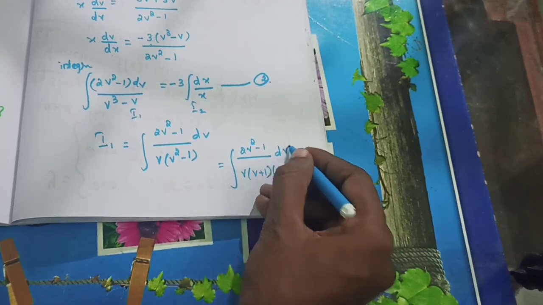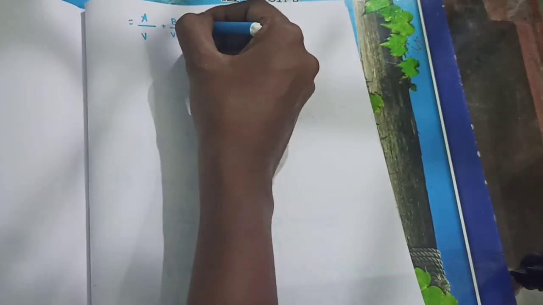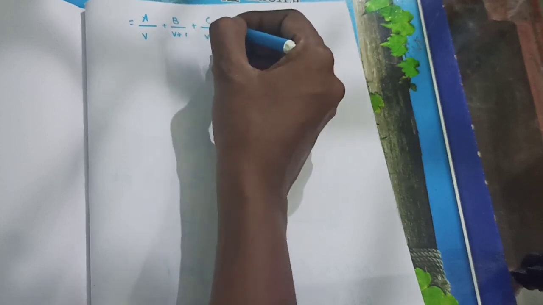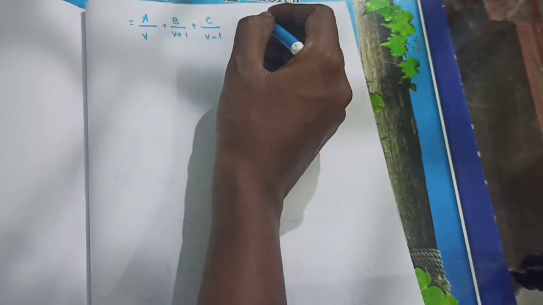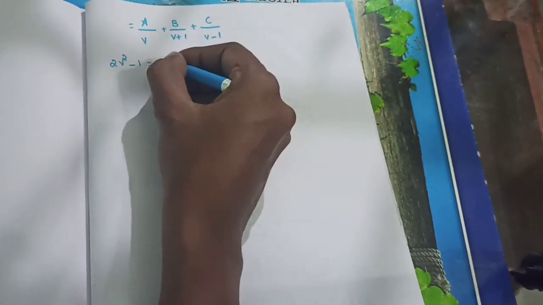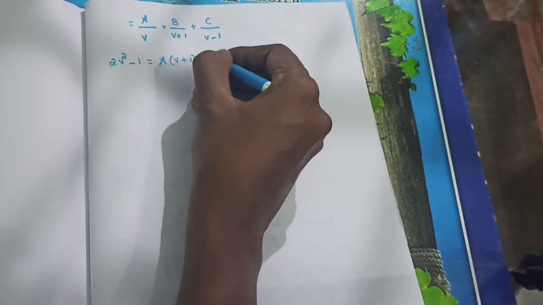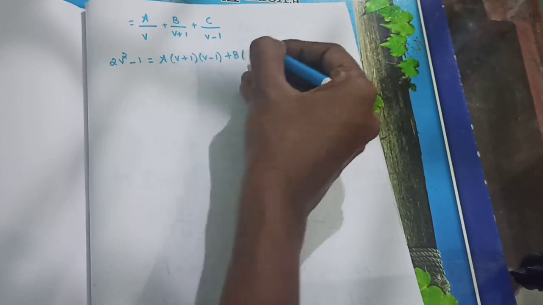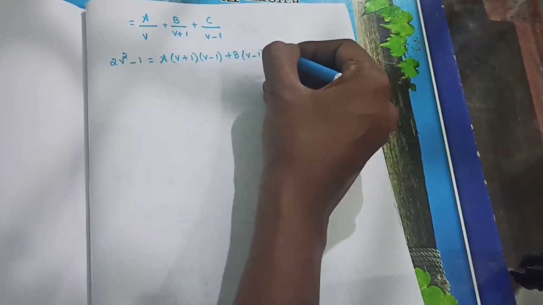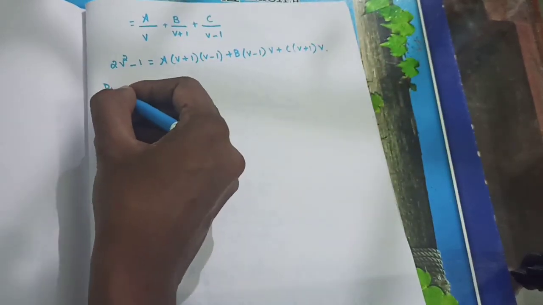A square minus b square. So this one, how will you write again? A by v, three factors are there. So write A by v plus B by (v plus 1) plus C by (v minus 1). So we are going to find three values. You know already, on the right hand side, 2v square minus 1 is equal to A into (v plus 1) into (v minus 1) plus B into (v minus 1) into v plus C into (v plus 1) into v. So next what will you substitute?